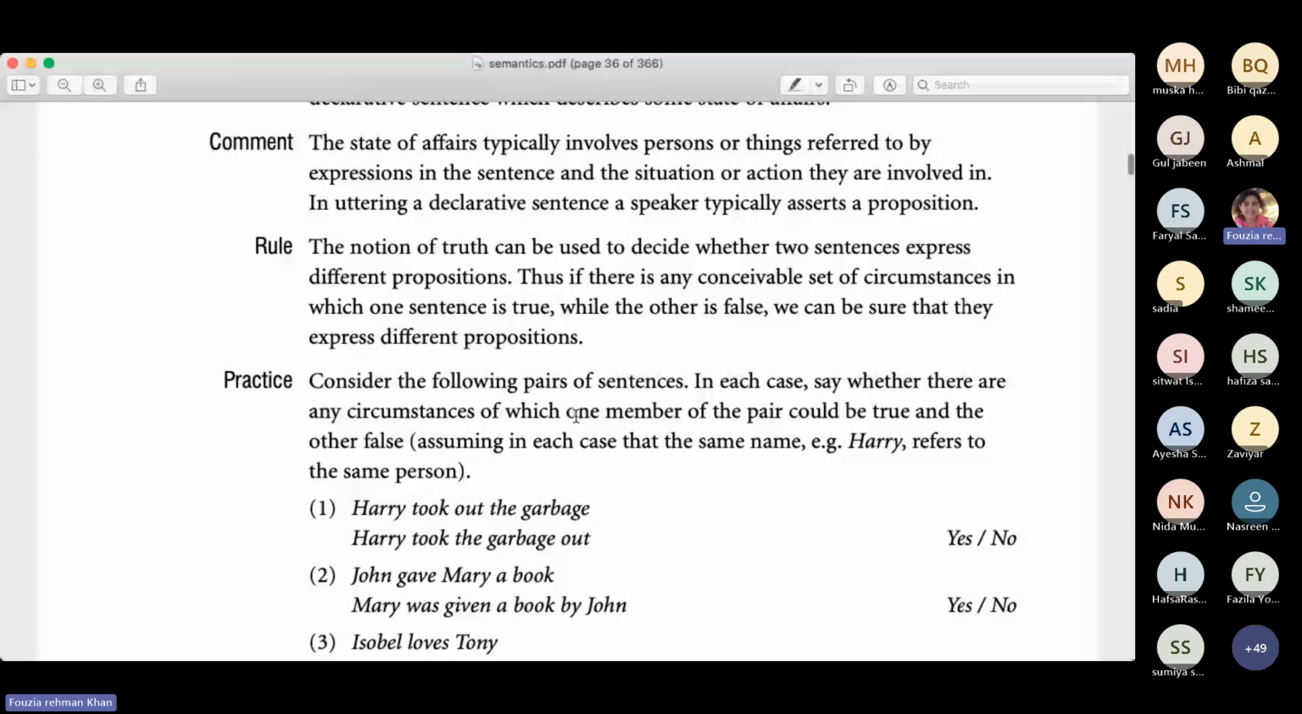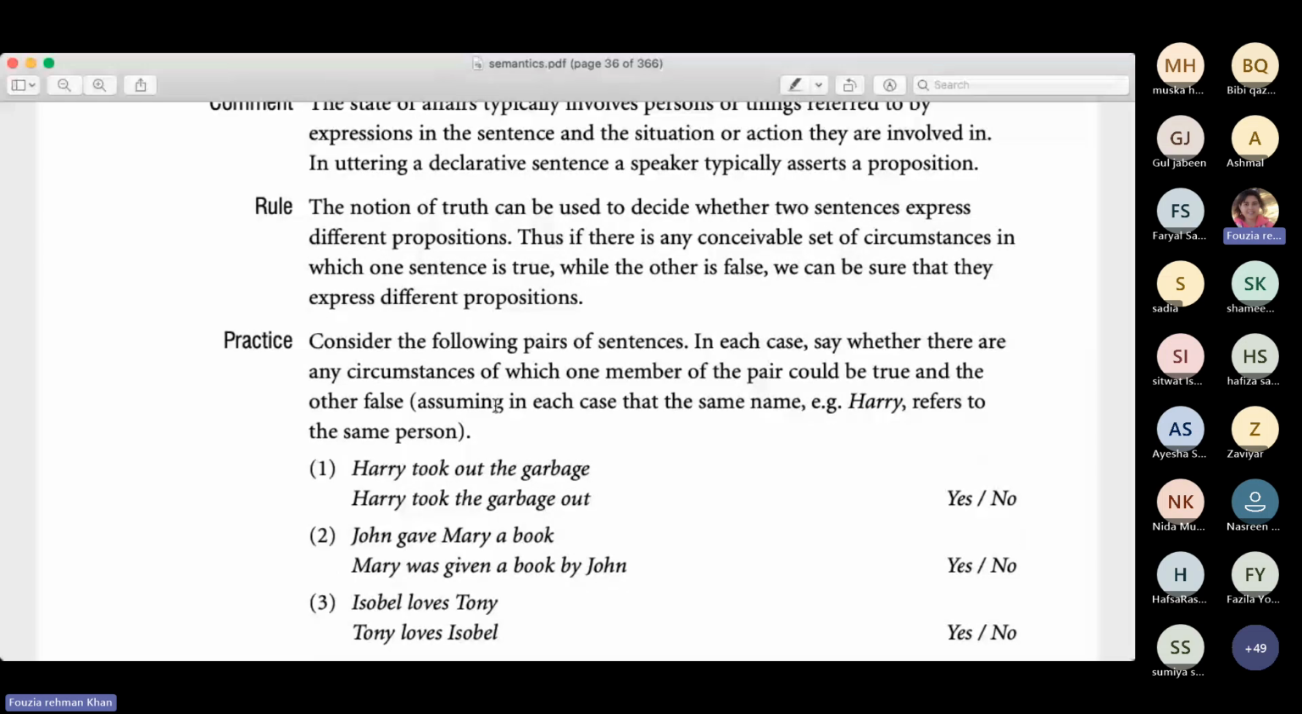Now consider the following pair of sentences. In each case, say whether there are any circumstances in which one member of the pair could be true and the other false, assuming in each case that the same name Harry refers to the same person, right?